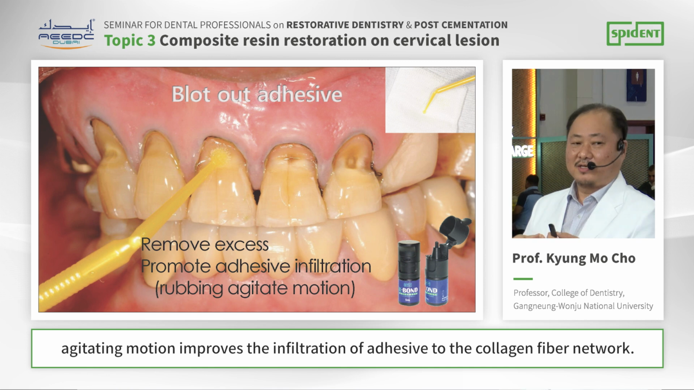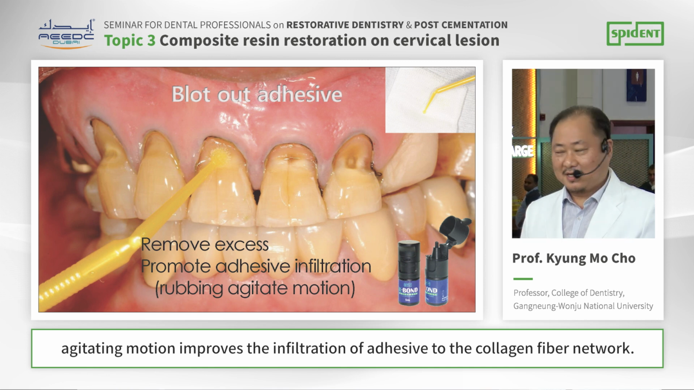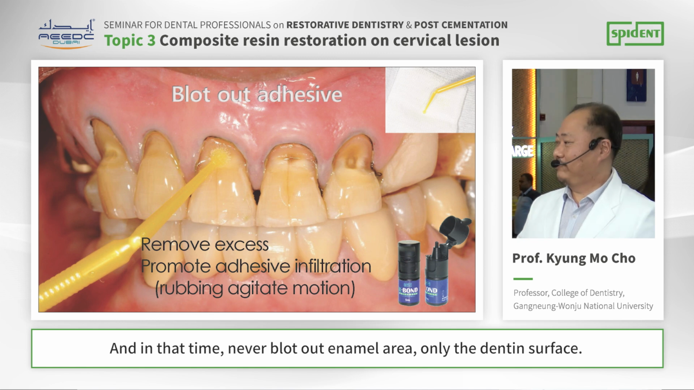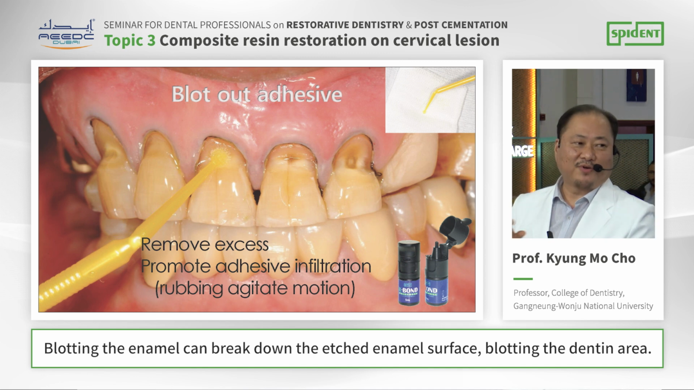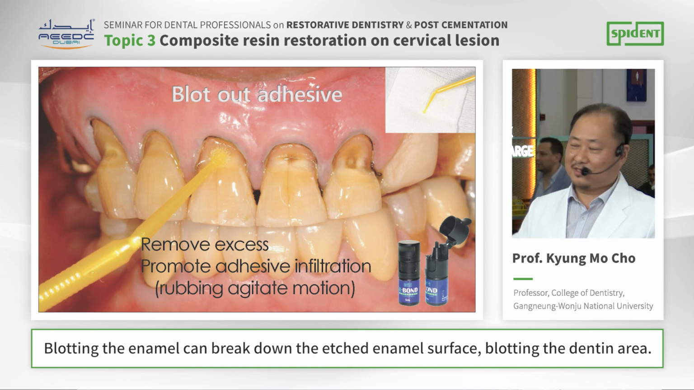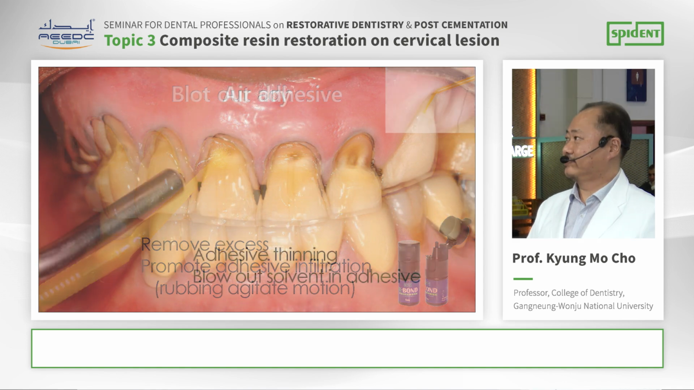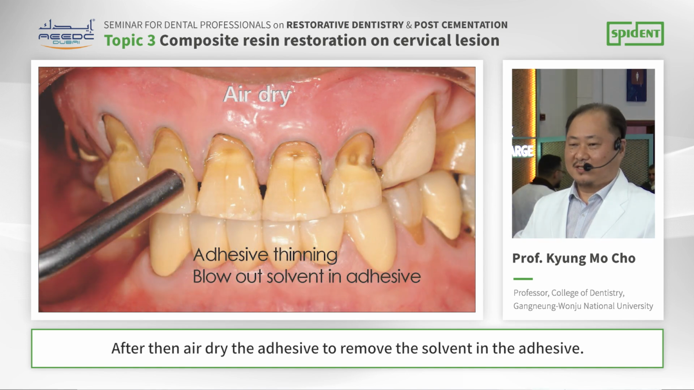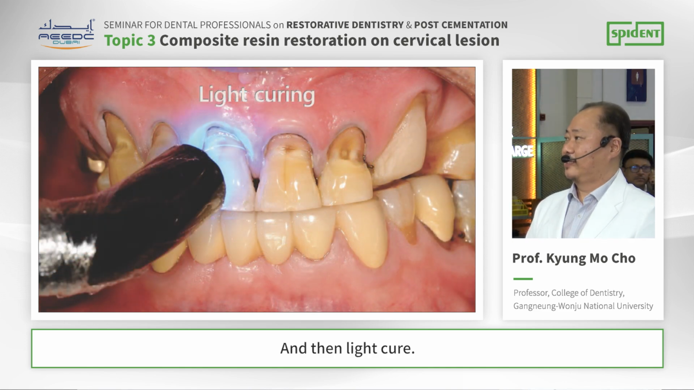Agitating motion improves the infiltration of adhesive into the collagen fiber network. And at that time, never blot the enamel area, only the dentin surface. Blotting the enamel can break down the etched enamel surface, so blot only on the dentin area. After that, air dry the adhesive to remove the solvent in the adhesive, and then light cure.